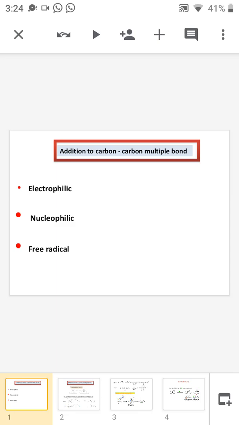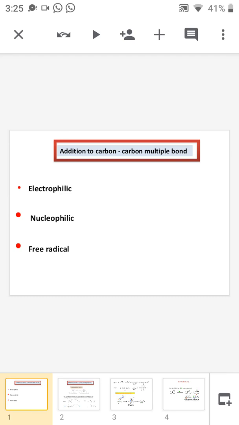Today we will discuss the next chapter, that is addition, elimination, reactions and reactive intermediate in organic synthesis. So first of all we will discuss the addition to carbon-carbon multiple bond. Depending upon the initiative of the reagent, we can classify the addition reaction into three different categories, that is electrophilic addition reaction, nucleophilic addition reaction and free radical addition reaction.